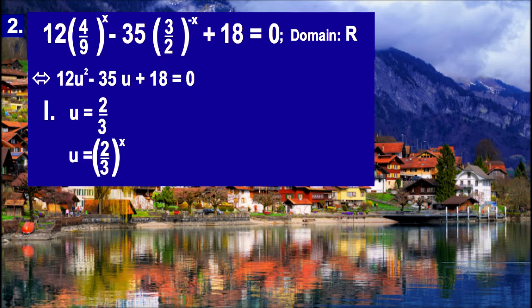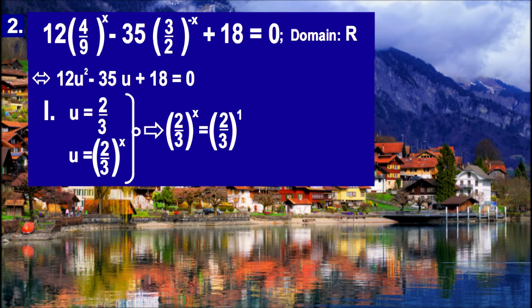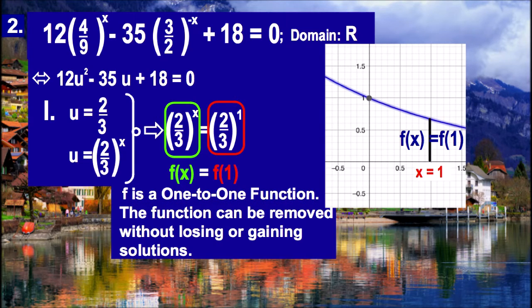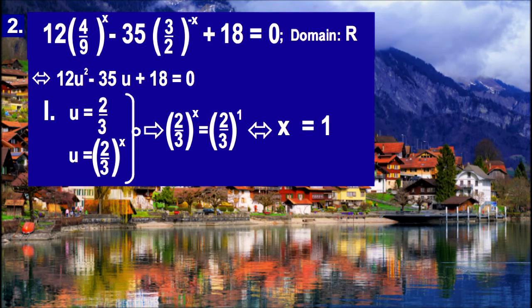So, our first case, u equals 2/3, where u equals 2 over 3 everything raised to the x. From these two statements, thus, 2 over 3 everything raised to the x equals 2 over 3 everything raised to the 1. The left-hand side is our f of x, and the right-hand side is our f of 1. F is a one-to-one function. The function can be removed without losing or gaining solutions, which is equivalent to x equals 1, which belongs to our domain, which was the set of real numbers.